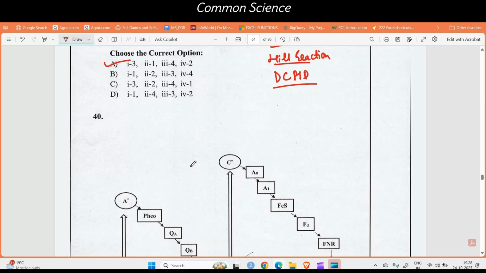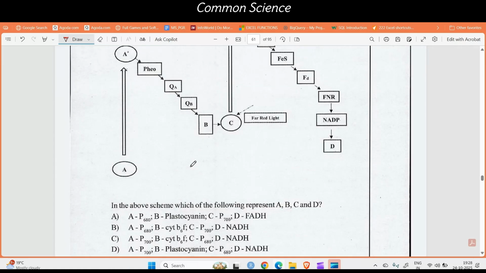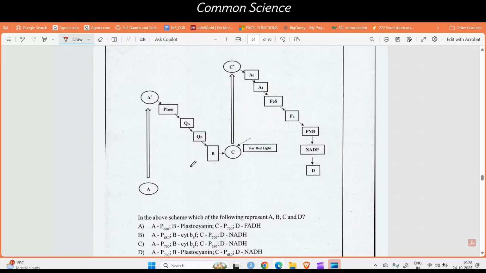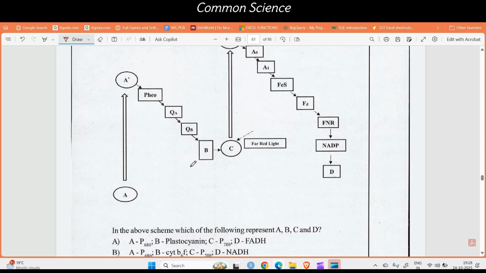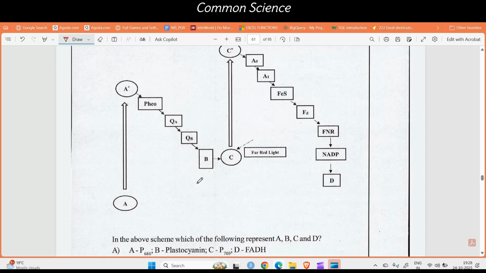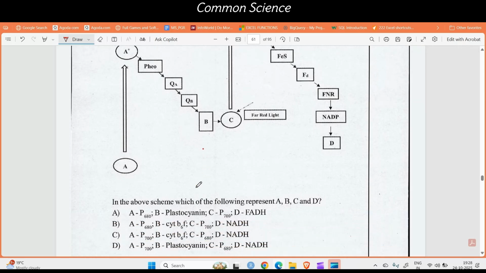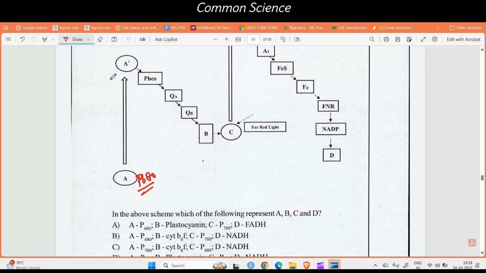Moving on to the next question, which is question number 40. Here you are given a diagram which represents the famous Z scheme in chloroplasts, the scheme of electron transport. What you have to do in the above scheme is identify which of the following represents A, B, C, and D. A, yes, it is P680, and it gets excited to P680 star. Then this gives its electron to pheophytin. Pheophytin is a chlorophyll molecule without magnesium. Then quinone A, quinone B, then B.